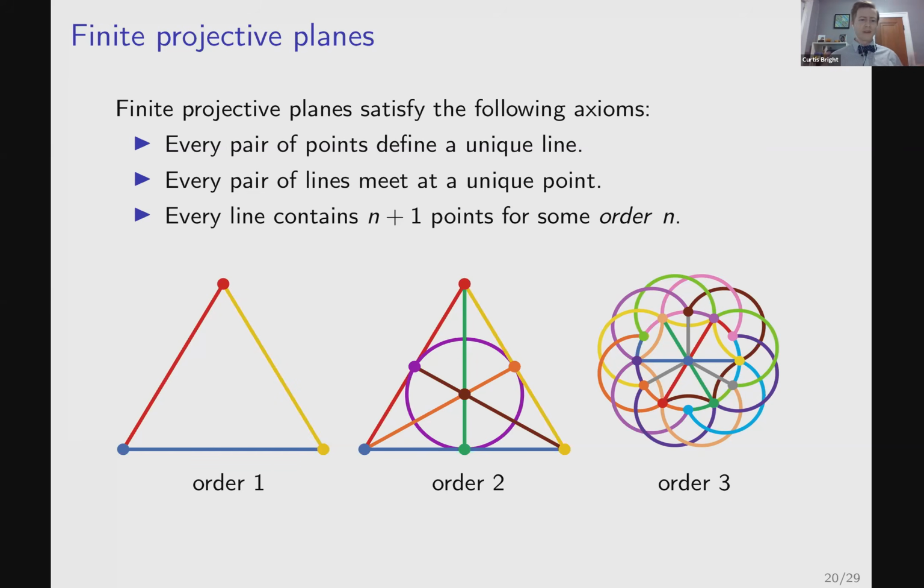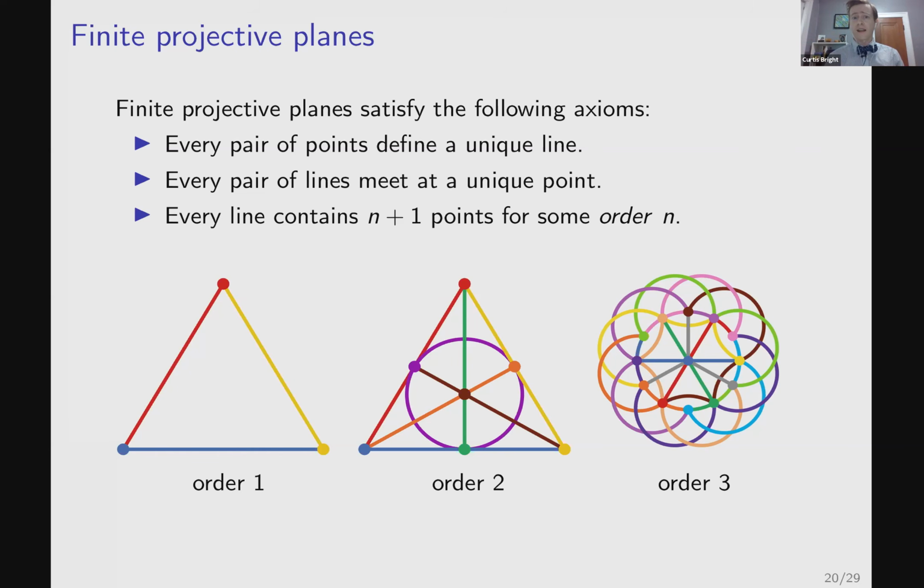And the great thing about geometry I like is that you can visually represent it, right? So you can actually check. You can go in and say, okay, I'm going to take any 2 points. Yes, they define a unique line. I'm going to take any 2 lines. Yes, they're going to meet in exactly 1 point, right? The problem is it's not easy to find these things when the order gets large.